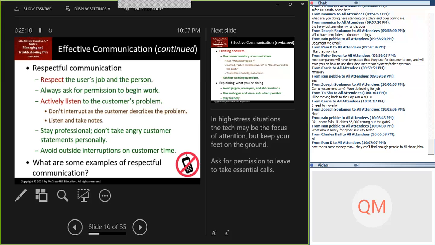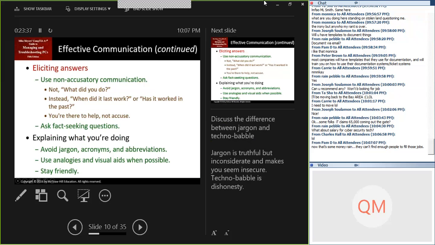And avoid outside interruptions on customer time. That's a given. You're there to do a job, so do your job. If it's an emergency and you need to step out, make a phone call, whatever, but don't do it in their space, because for them, then you're wasting their time. They pay your company or you directly to do this, so you shouldn't be taken away from their time to do anything personal. We all know the examples of respectful communication. We got it.